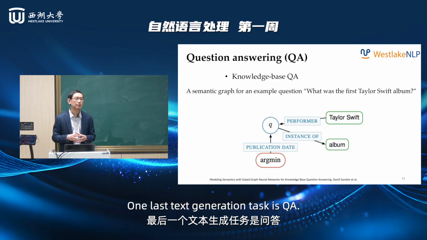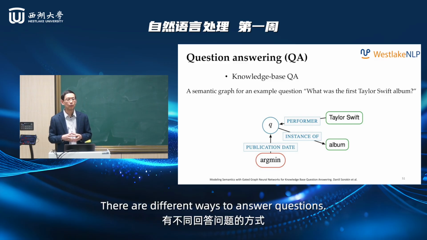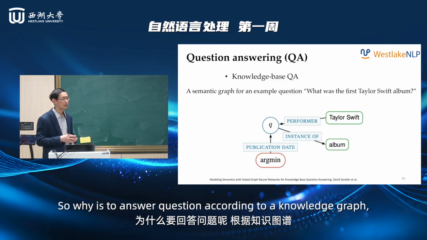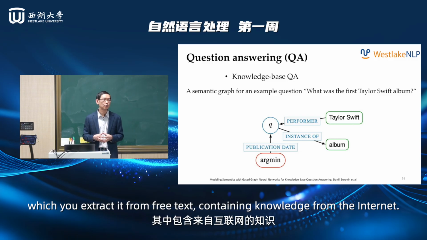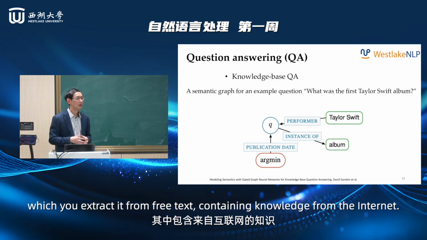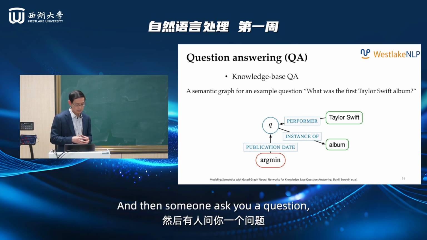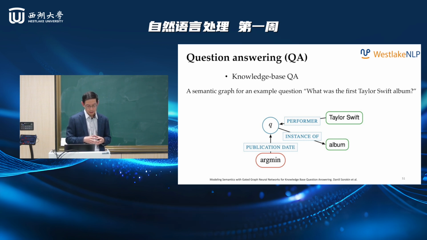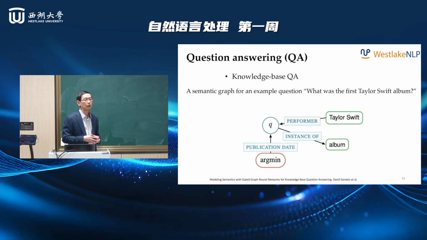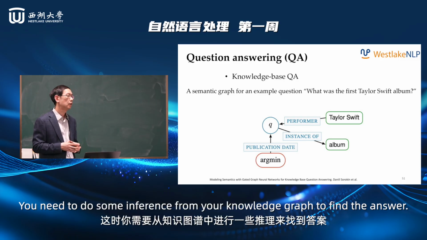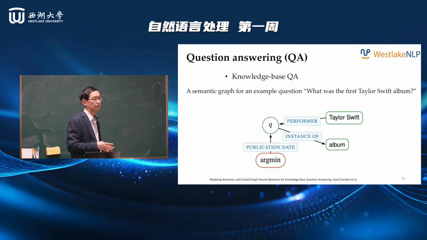Okay, one last text generation task is QA. There are different ways to answer questions. One is to answer a question according to a knowledge graph. You have a big knowledge base, which you extracted from free text, containing knowledge from the internet. And then someone asks you a question, such as, what was the first Taylor Swift album? Then you need to do some inference from your knowledge graph to find the answer.